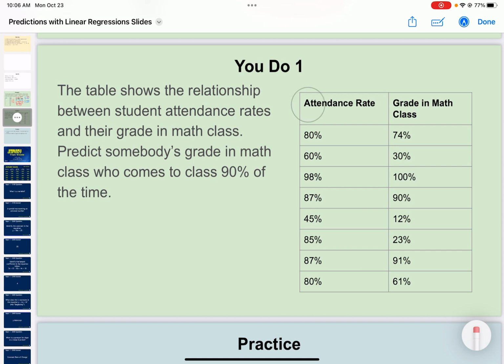In one column, we have their attendance rate. In the other column, we have their grade in math class. I want you to use this data to predict, if someone has a 90% attendance rate, what is their grade in my class? What would you predict their grade is in the class? All right, so go ahead and pause and try it on your own, and then unpause when you're ready for me to go over it.